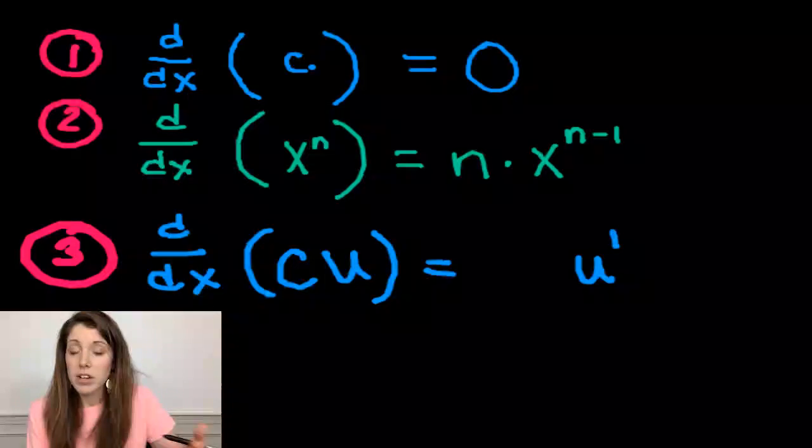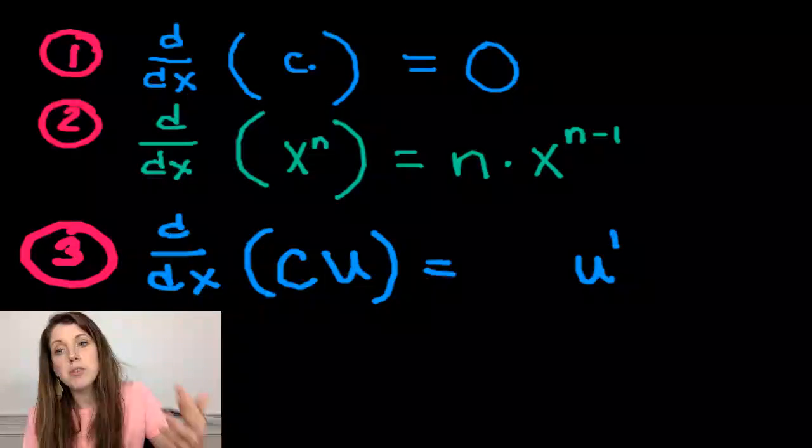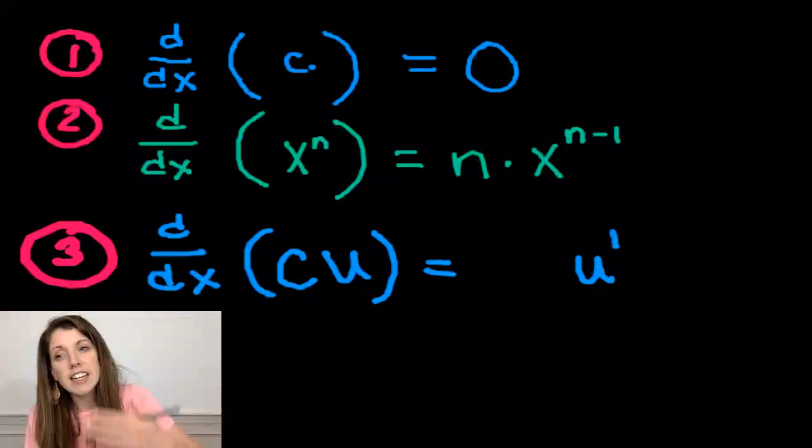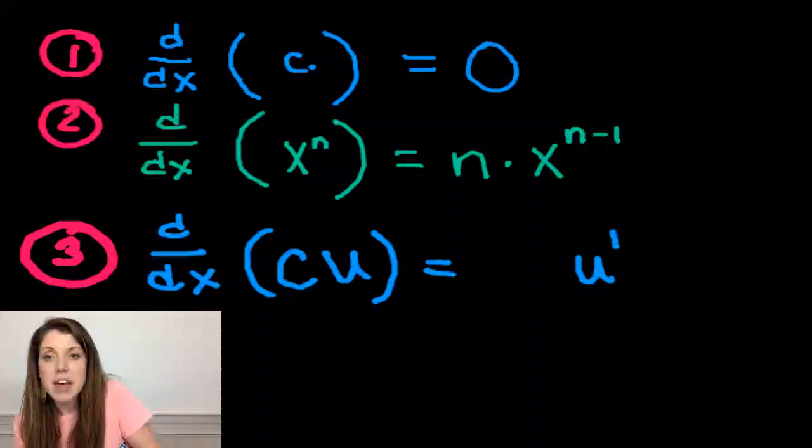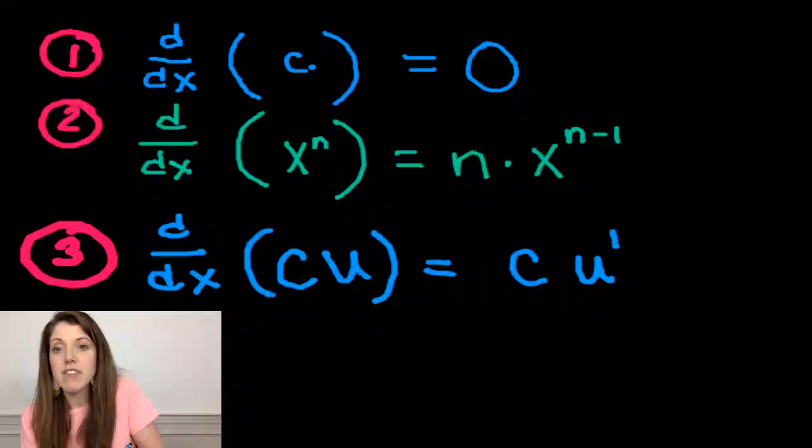But if we have a function, we multiply it by a number, then we can easily find any scaled value of that function. So you find u prime, and then you just multiply the answer by that value c. So let's go back to our example here.